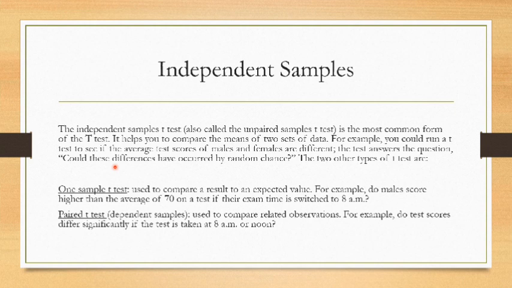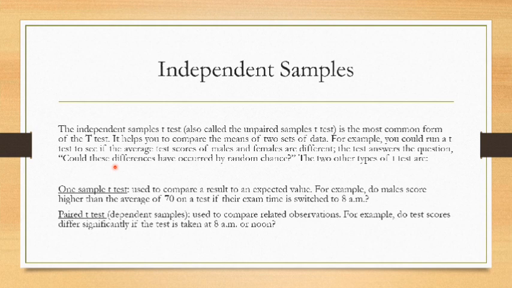The two other types of t-tests are one sample t-test used to compare results to an expected value. For example, do males score higher than the average of 70 on a test if their exam time is switched to 8 a.m.? So at this part, on one sample t-test, i-check nila kung yung average of 70 is makukuha pa rin ng male if they switch the time to 8 a.m.